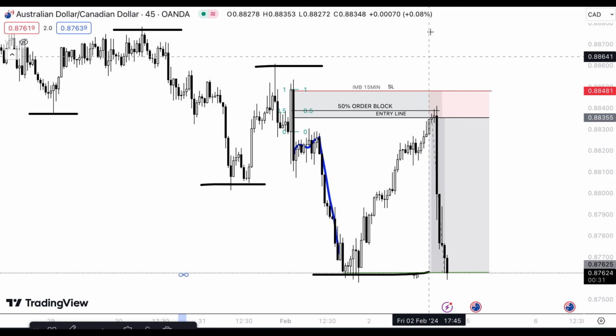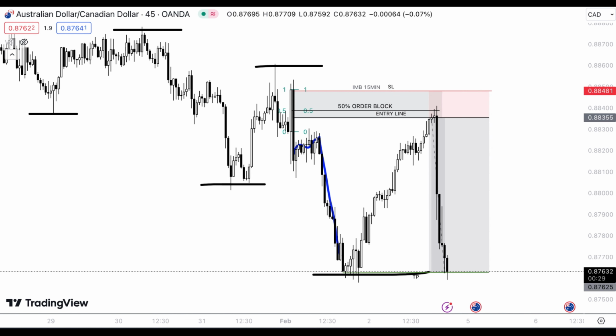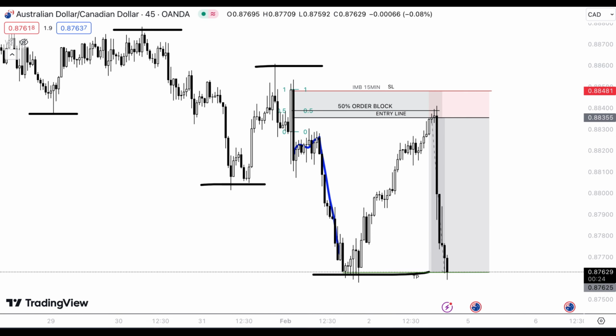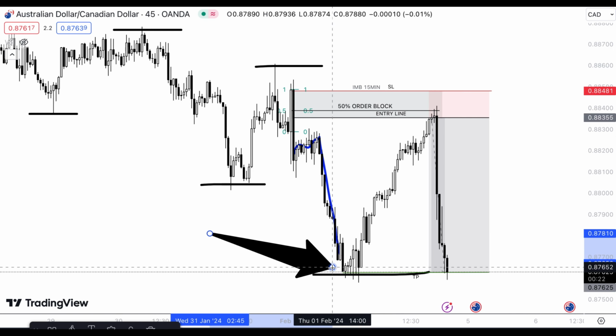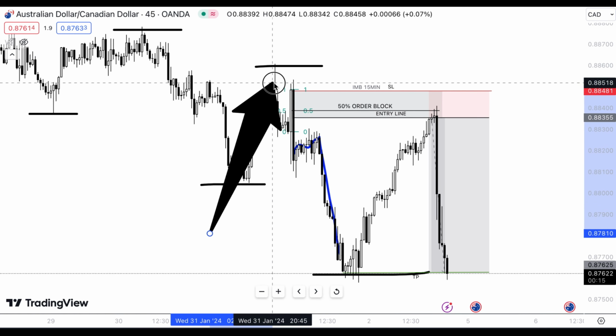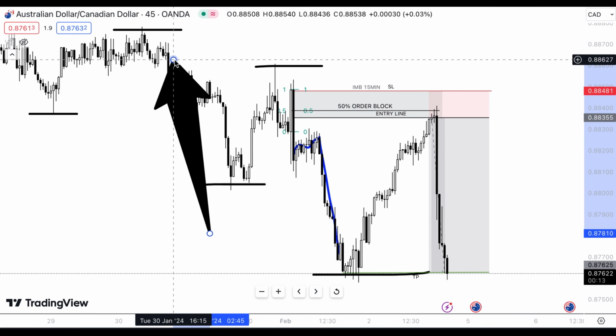Sorry, let me get something else, guys. I had a current low here. Okay, so hold on. I had a current low here, and then I had a previous low, right? I had a previous low, and I had a high here and a previous high.